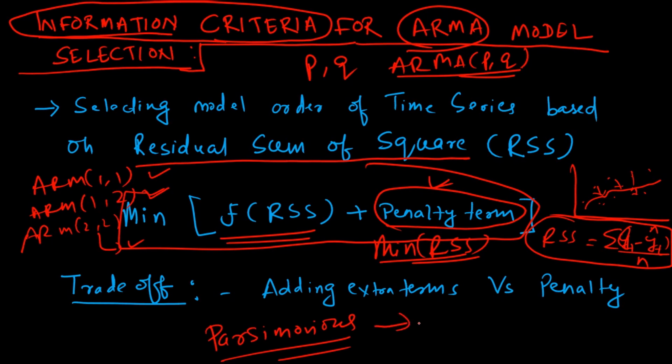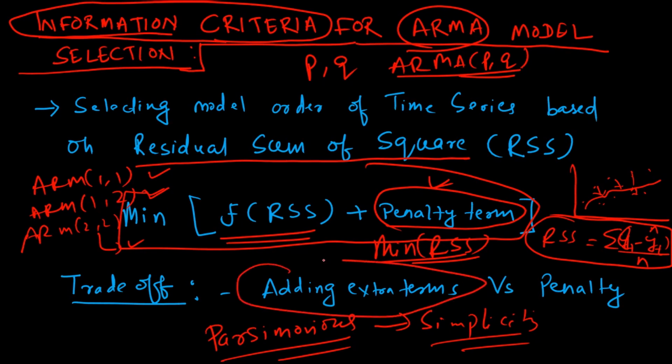So for the sake of simplicity, to ensure that the model is simple enough to understand, implement and use later on, it is always advisable to have a lesser number of terms or lags of variables in your model. Hence, while selecting the order, it always penalizes for adding more lags in the model. So the trade-off here is between adding extra terms and the penalty, right? If you keep on adding more terms, the information criteria will penalize you.